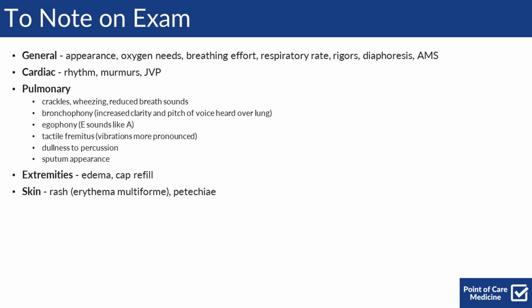When performing your physical exam, for general, note their appearance, their oxygen needs, breathing effort, respiratory rate, and if they're rigoring or diaphoretic, and if they appear altered. For their pulmonary exam, note any crackles, wheezing, or reduced breath sounds. You can check for bronchophony, which is increased clarity and pitch of voice heard over certain areas of the lung, egophony, which is when the E sounds like an A, tactile fremitus, in which vibrations are more pronounced, dullness to percussion, and note the appearance of a patient's sputum.